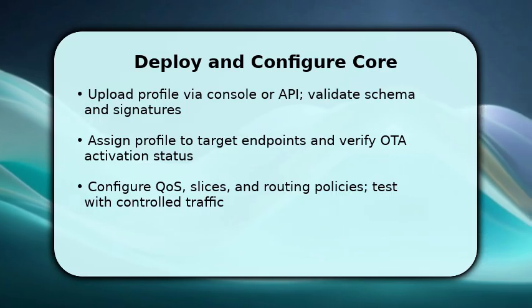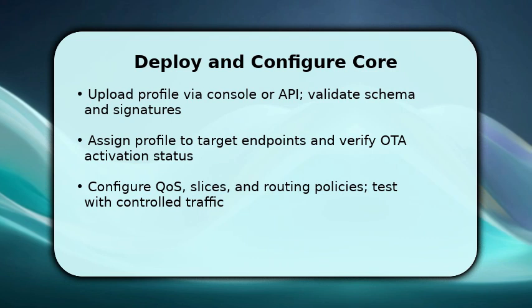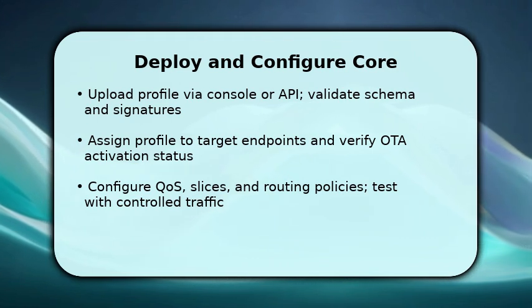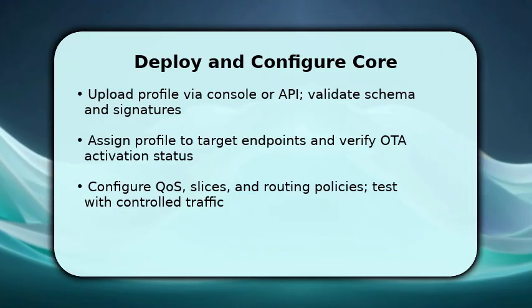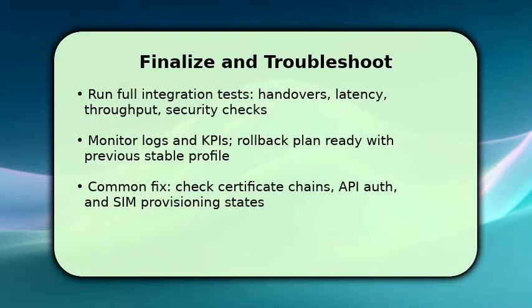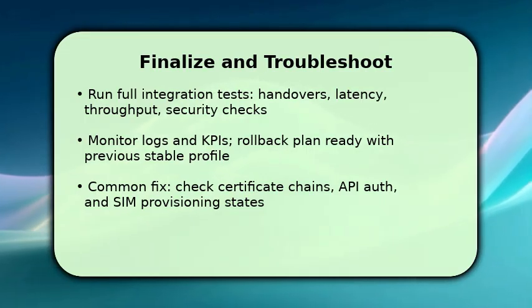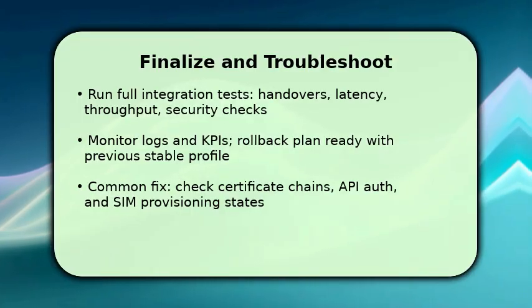Then configure quality of service, network slices, and routing policies so traffic follows intended paths. Run controlled traffic tests to measure latency and throughput, and iterate on policy tweaks until metrics meet your objectives. Finish by running full integration tests that include handovers, latency, throughput, and security validations so you confirm real-world behavior.